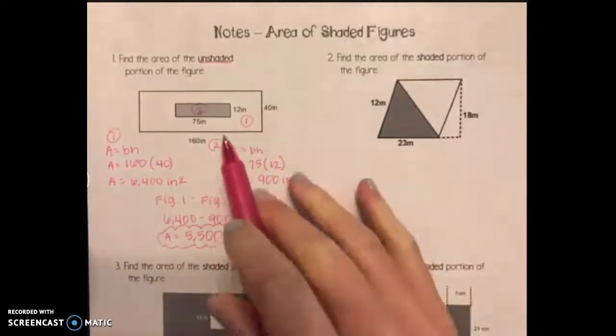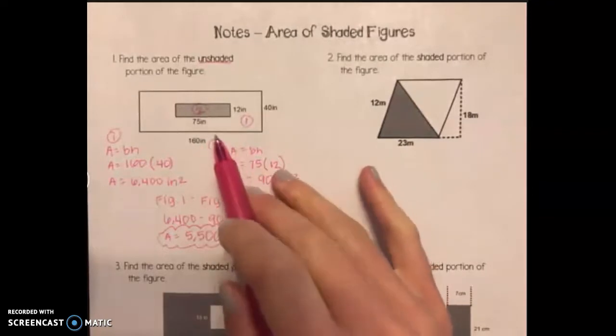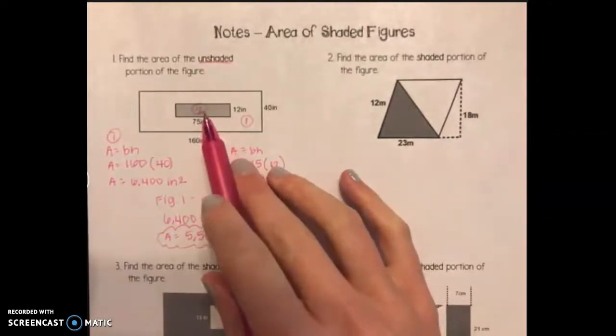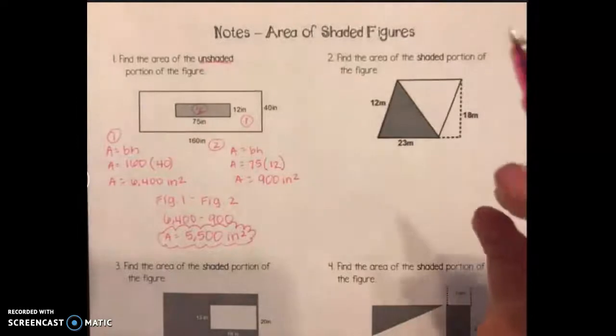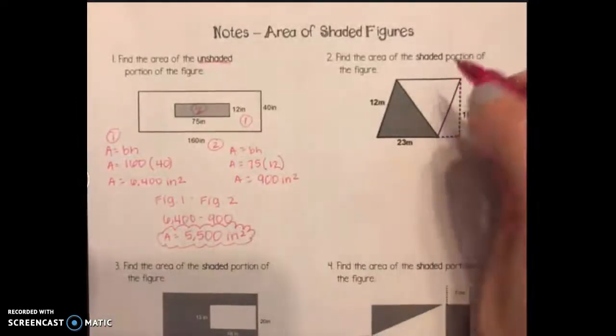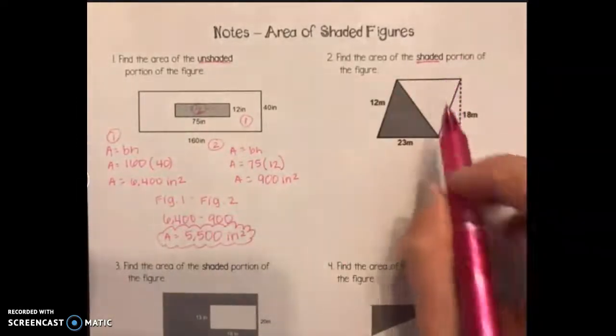Think of it like a backyard, okay? When you're going to buy a house, you want to know how much grass you're going to have in the backyard. Well, this is a pool. We're not going to calculate the pool in the backyard, so we would subtract the area of the pool.